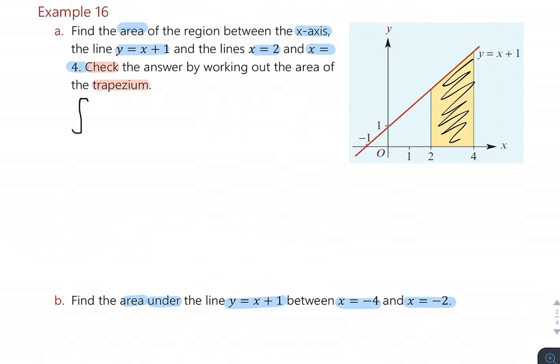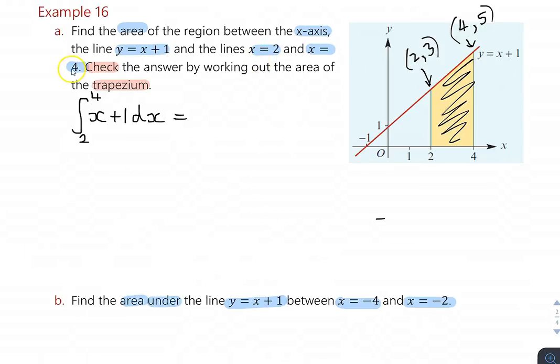Alright, part A. So part A is finding the definite integral between 2 and 4 of x plus 1 dx. So I know it's 2 and 4 because I'm looking at the lines x equals 2 and x equals 4, so 2 to 4. And then the function that I have is x plus 1. So this is the setup. From here on in, it's just actually a solve of this. So there's not really much to do with it. It's just solve it pretty much.